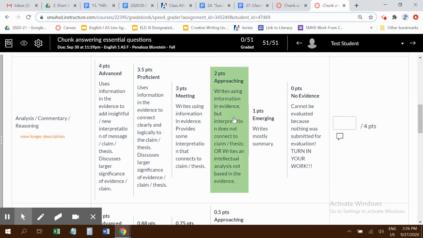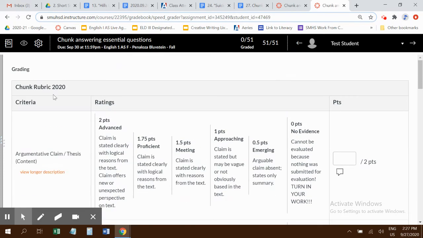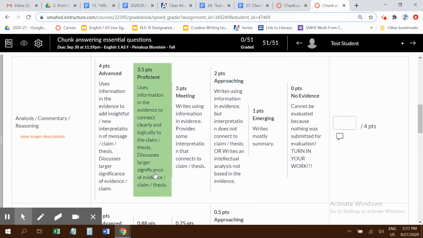Now, if you scored approaching, it's because you've written something using the evidence, but it doesn't actually go back to your thesis. And this is the reason that I recommend starting with the evidence. Don't start with a claim, because often after you analyze your evidence, you end up with a completely different claim or a claim that doesn't quite match your analysis. So do go back, or I really do recommend starting with the evidence and analysis before you write your claim, but that's again totally up to you.